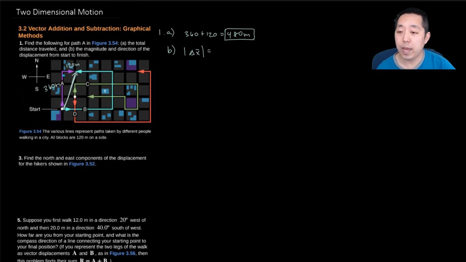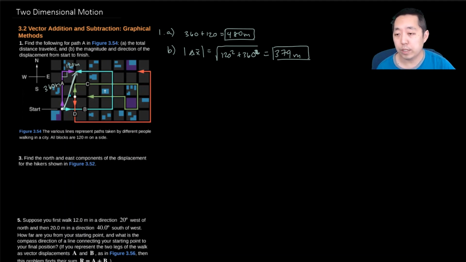Well, to find the magnitude, we can use the Pythagorean theorem, right? This would have to be the square root of this squared plus this squared. 120 squared plus 360 squared equals 379. Okay. How do we decide the direction?